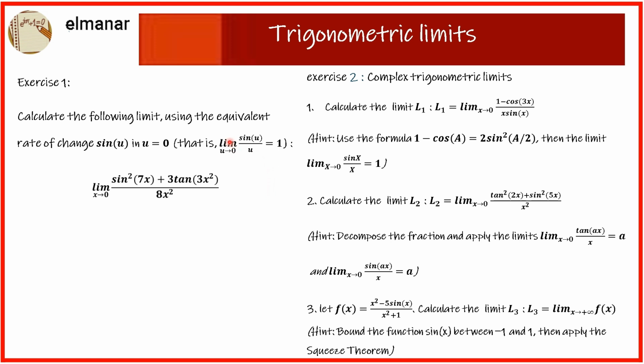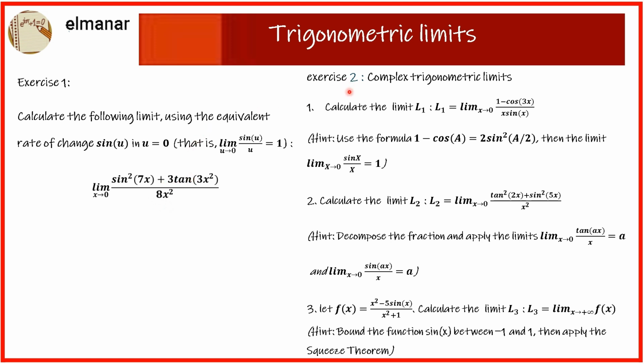Exercise 1. Calculate the following limit, using the equivalence of the rate of change of sine of u as u approaches 0. That is, the limit as u approaches 0 of sine of u divided by u equals 1. The limit as x approaches 0 of sine squared of 7 times x plus 3 times tangent of 3 times x squared, all divided by 8 times x squared.